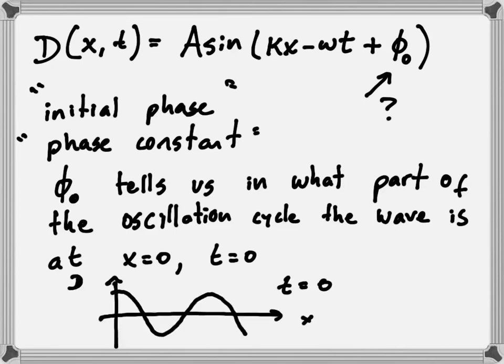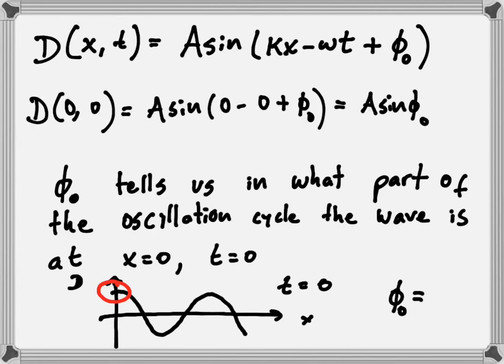So let me give you an example. Suppose that the wave you are studying at t equals 0 looks like this. The displacement as a function of position looks like what you're seeing in the plot at the bottom. This is what's happening at t equals 0. So at x equals 0, notice that the displacement of the wave is maximum. The displacement of the wave at t equals 0, x equals 0 is equal to A, the amplitude of the wave. So what is the value of phi naught that is consistent with this?